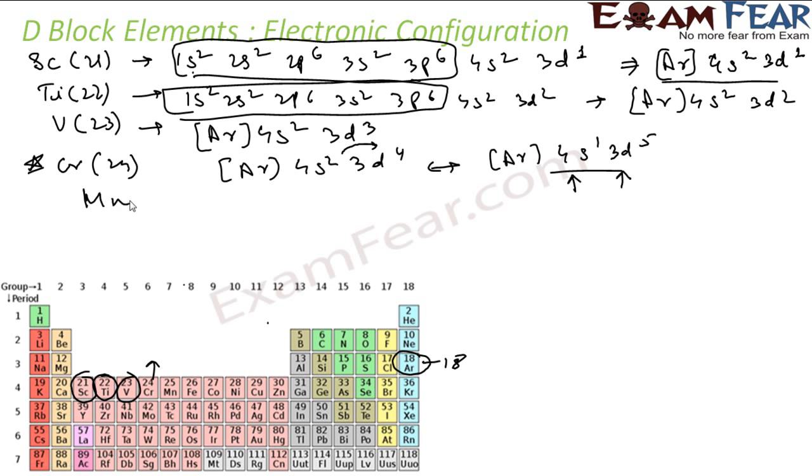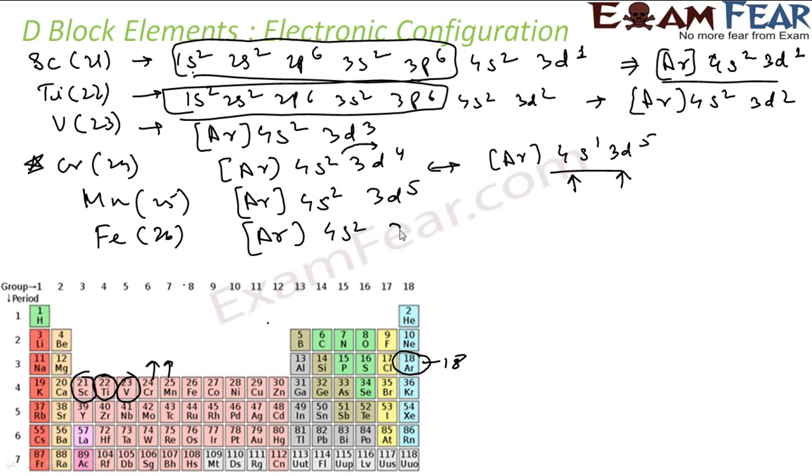The next is Mn, manganese. Atomic number is 25. Argon takes care of 18 electrons. 4s2 takes care of 2 electrons. 18 plus 2, 20. And then you have 3d5. 20 plus 5, 25. So that is my manganese. Iron is 26. Again, argon takes care of 18 electrons, 20 electrons plus 6, 26 electrons. No confusion. Then we have cobalt, that is 27. Again here, argon takes care of 18, 20 plus 7, 27 electrons.